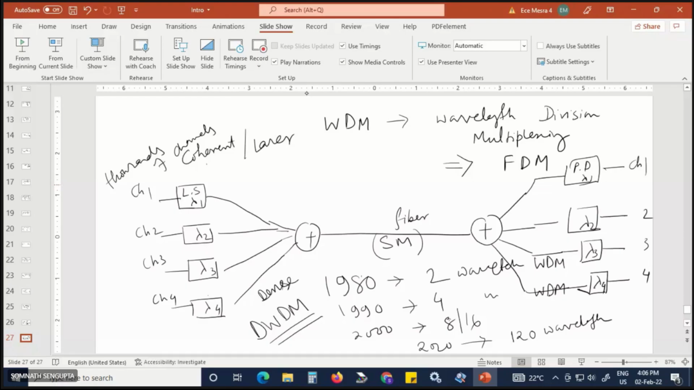And all the fiber cables are laid under the sea, very deep under the sea. So all are using this WDM system.